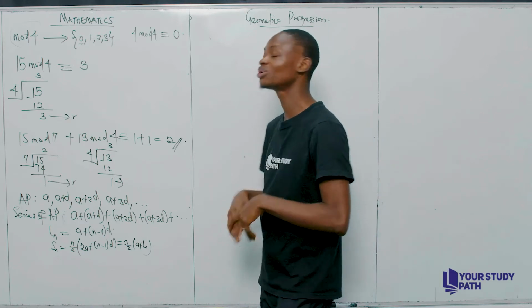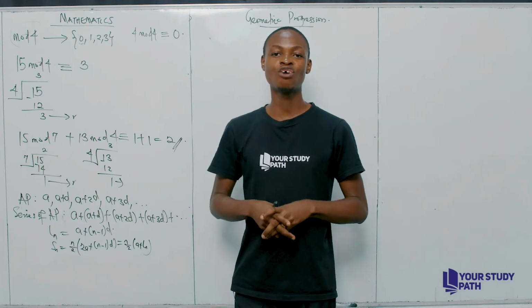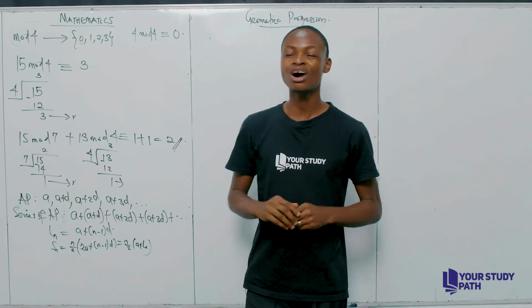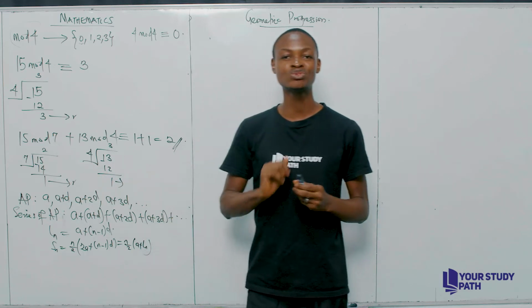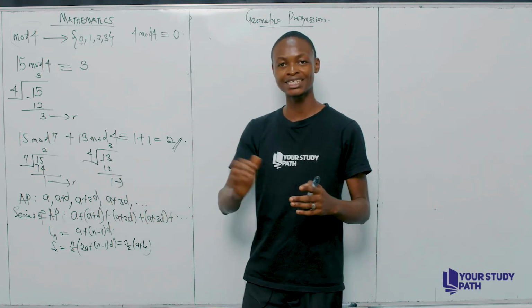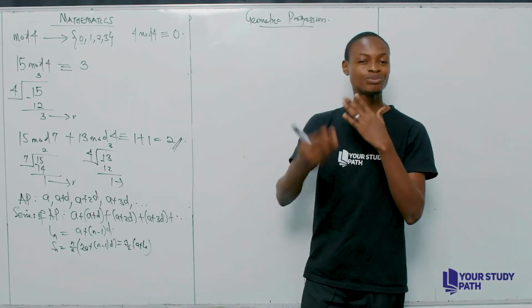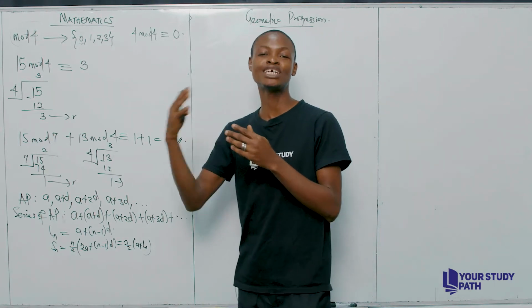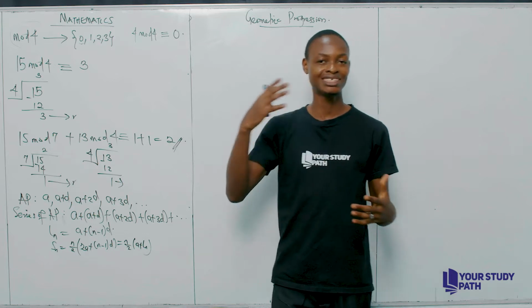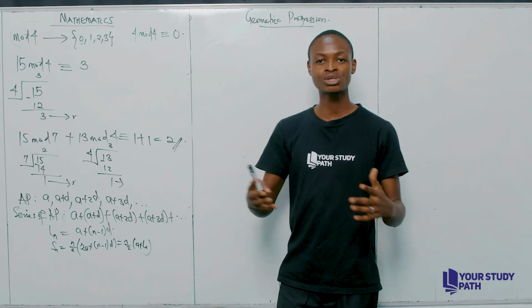Now, for geometric progression, again, it is still a kind or a derived form of sequences. However, unlike the AP part, where it is formed from the addition of the common difference with a term to get the next term, for this GP, it is formed from the multiplication of what we call the common ratio with the first term to get the second term, multiplication with the second term to get the third term, and so on and so forth.